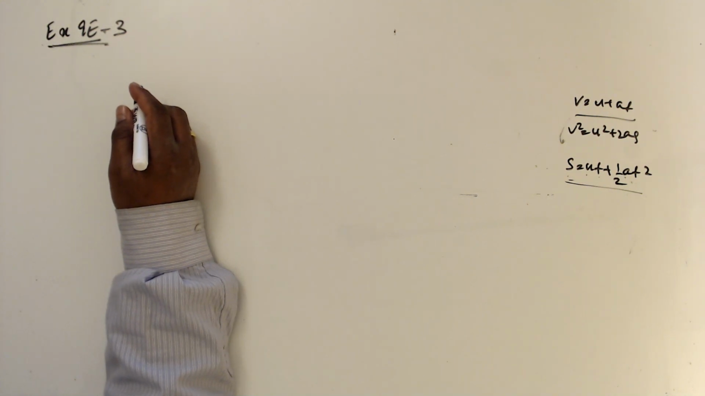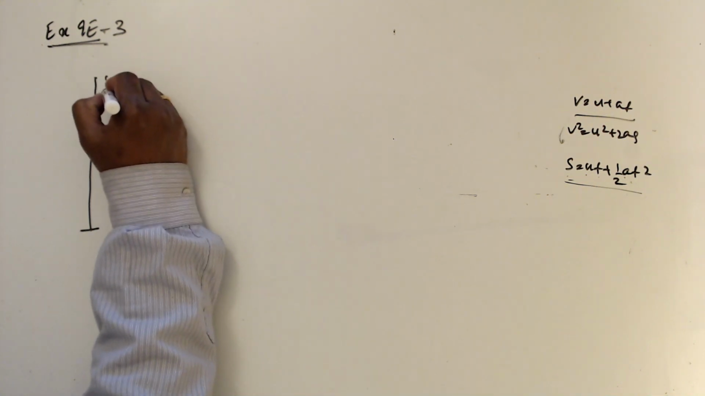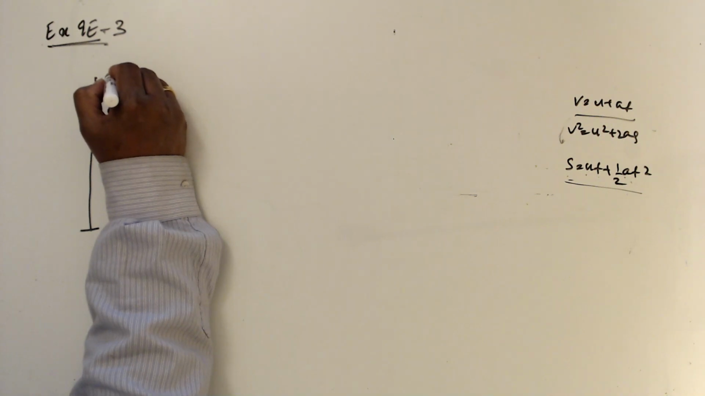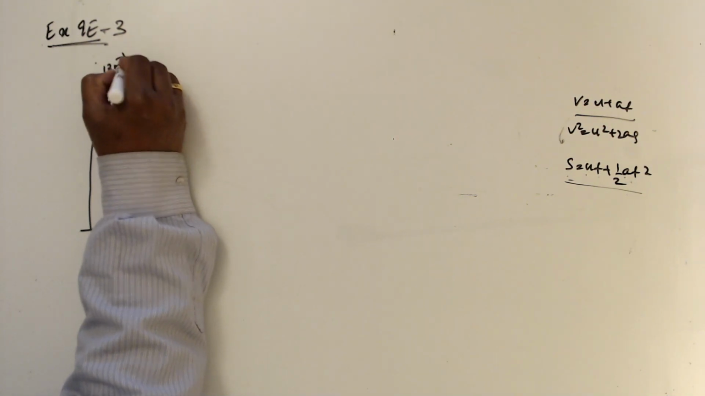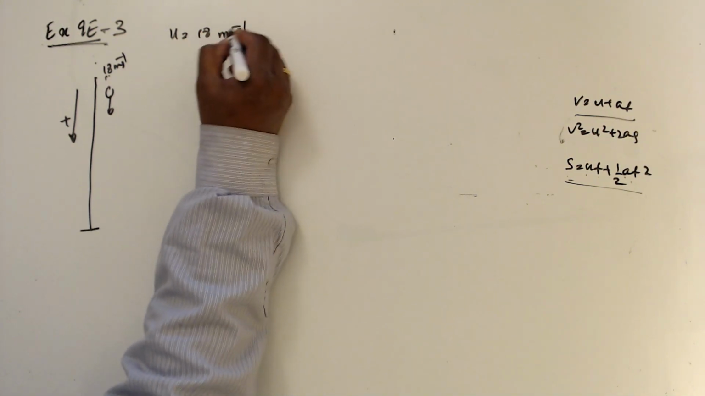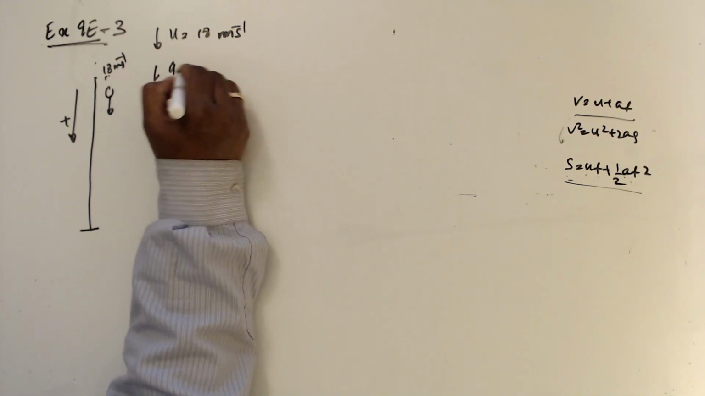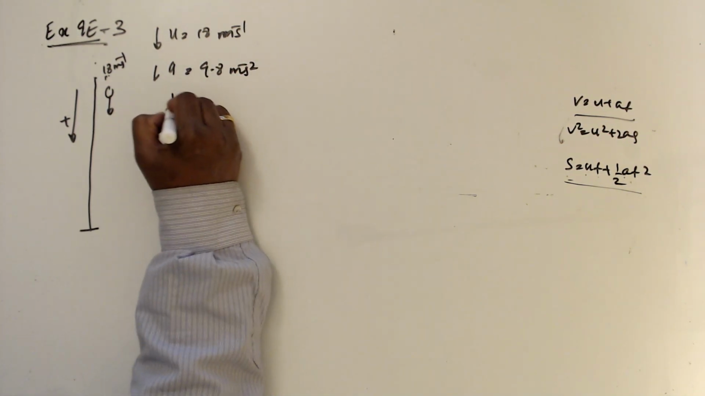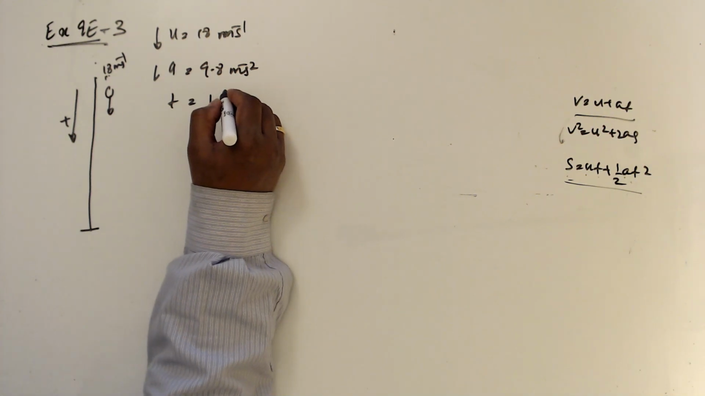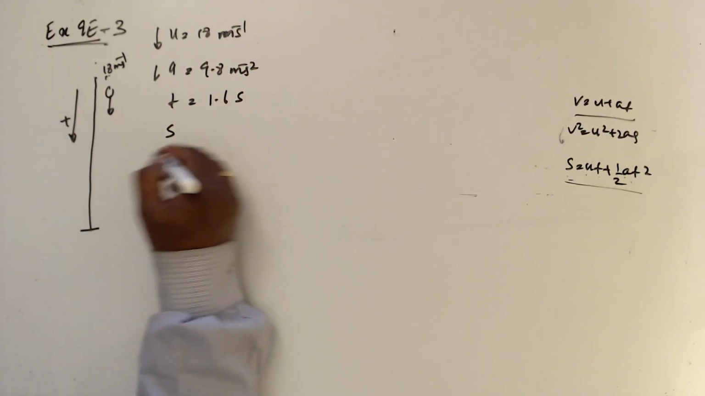Question number 3. A ball is thrown vertically downward from the top of a tower with a speed of 18. It reaches the ground in 1.6 seconds. Find the height of the tower. So this is the tower. A ball is thrown from here. The initial speed is 18 m s^-1. We'll take this side as positive, so u equals 18 m s^-1 in this direction. a is 9.8 m s^-2, t is 1.6 seconds, and we need to find the distance.